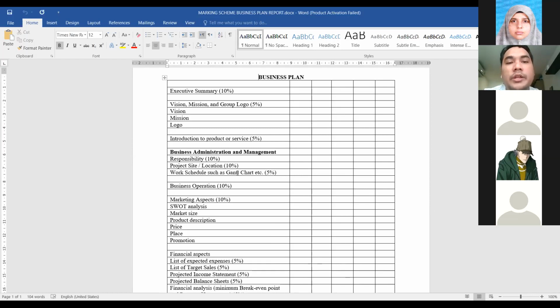Okay. The first is the vision and mission and a group logo. I think that is very easy, right? For the executive summary, previously, remember that I taught everyone about the business plan and how to do the executive summary, right? So I think that's not an issue. For the responsibility, it is on your own soft skill. If you have your own responsibility, that's beyond my control.